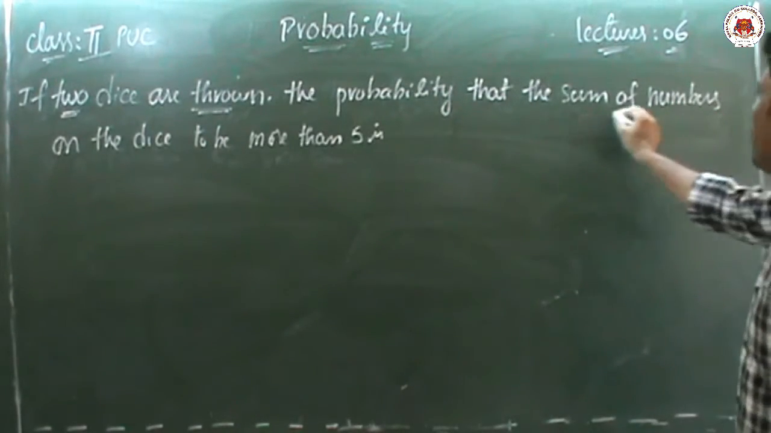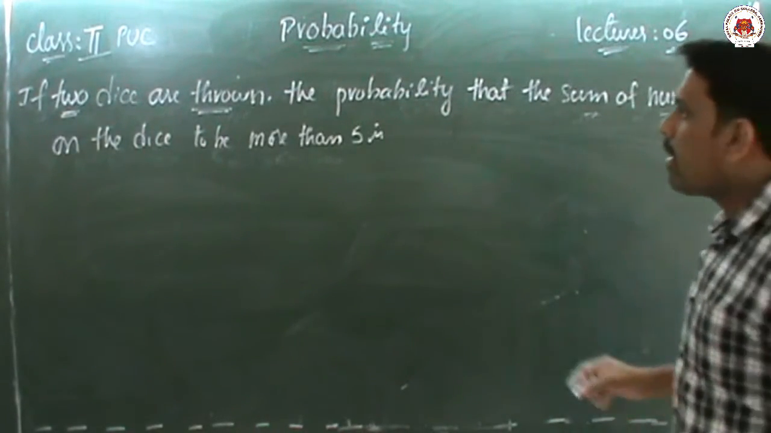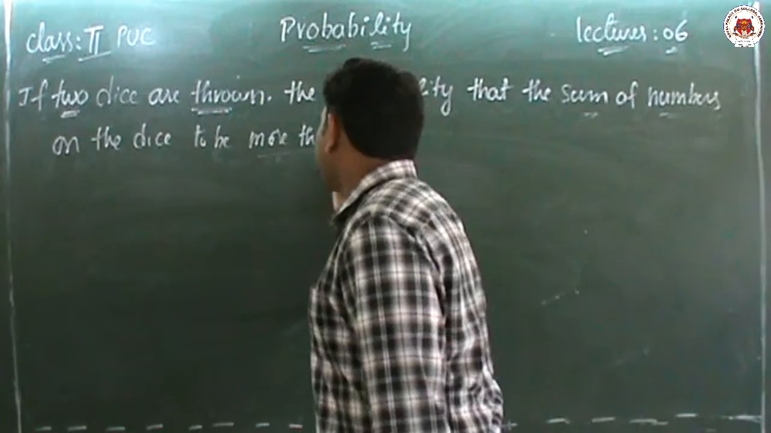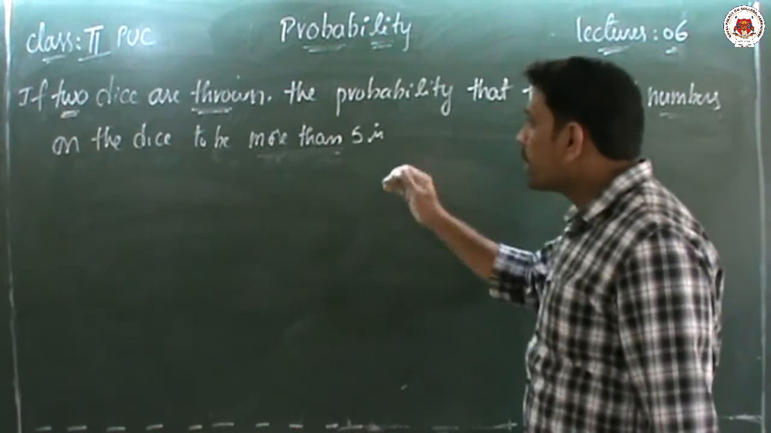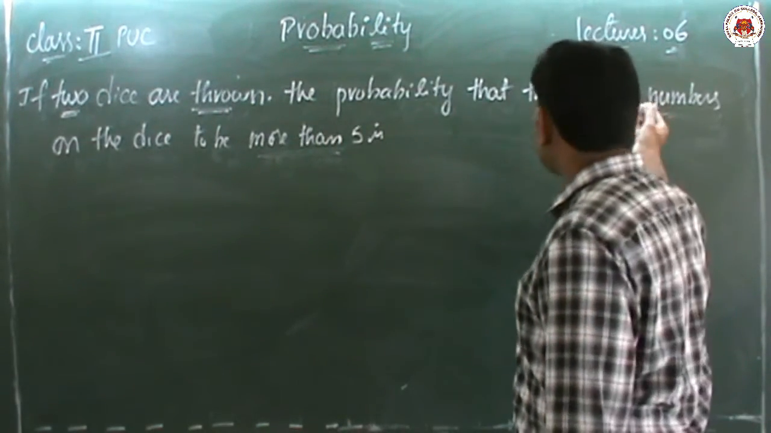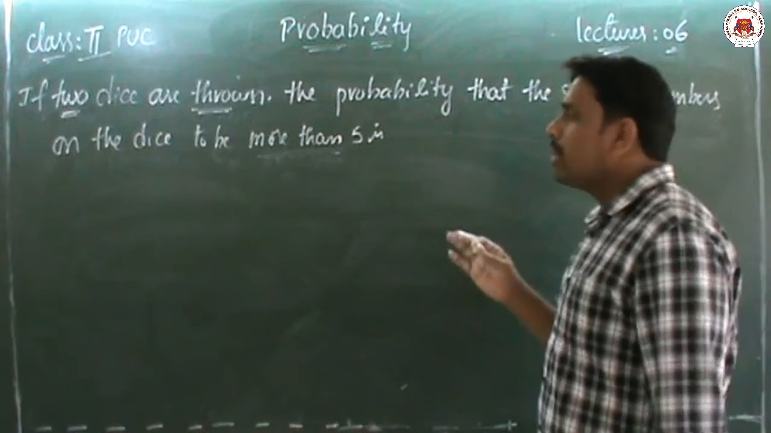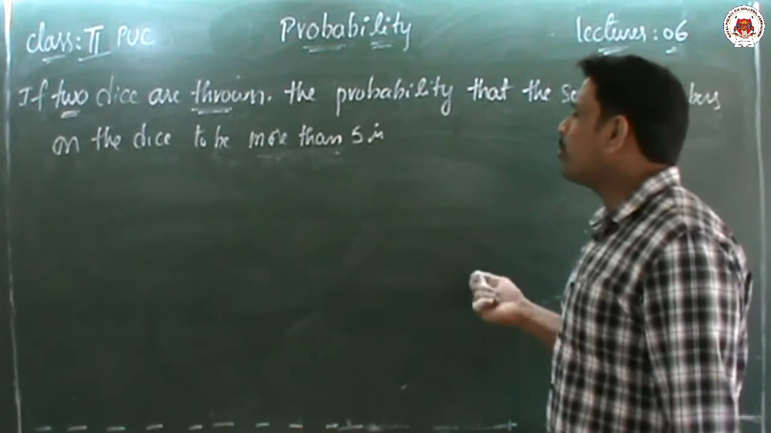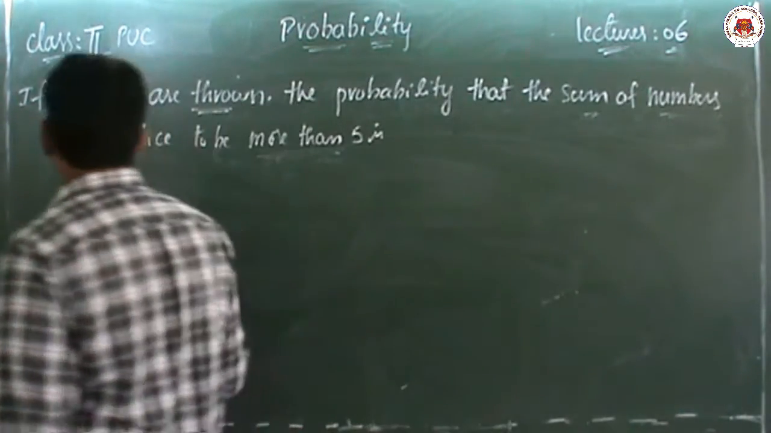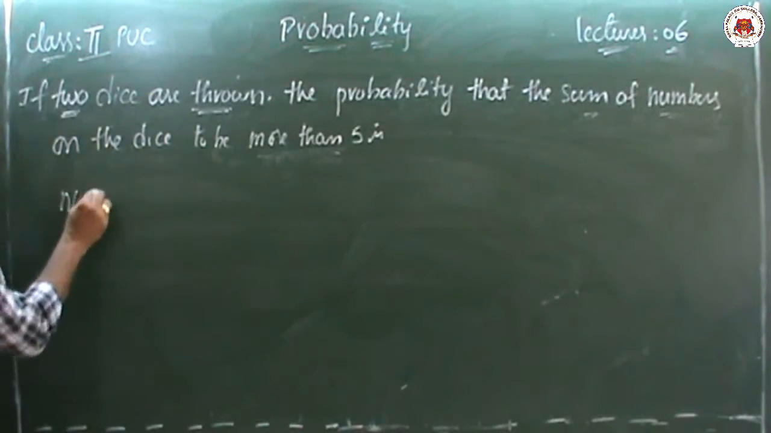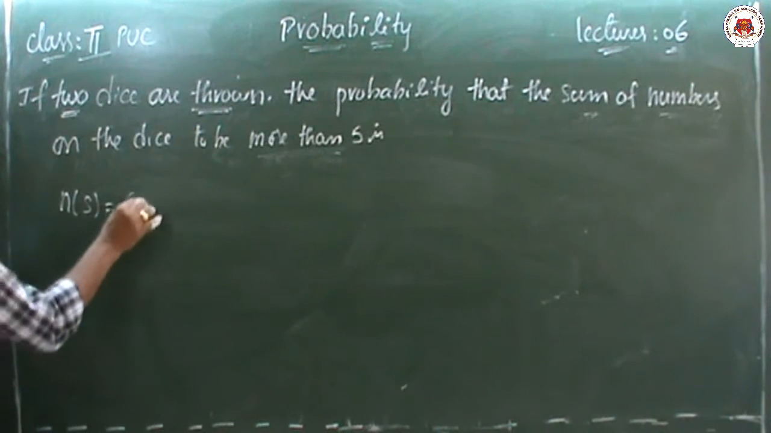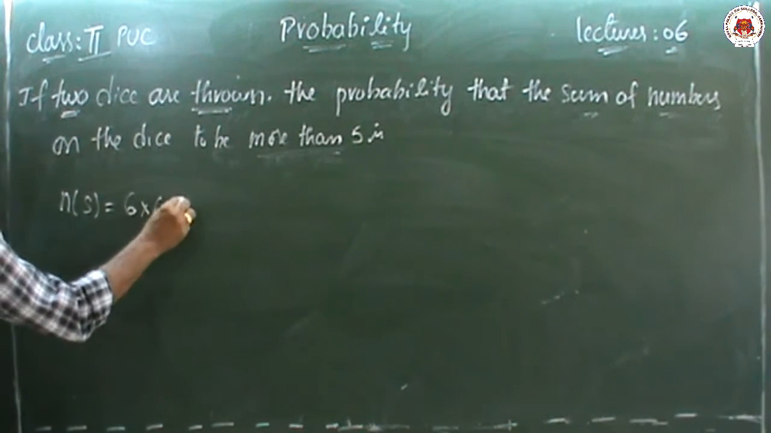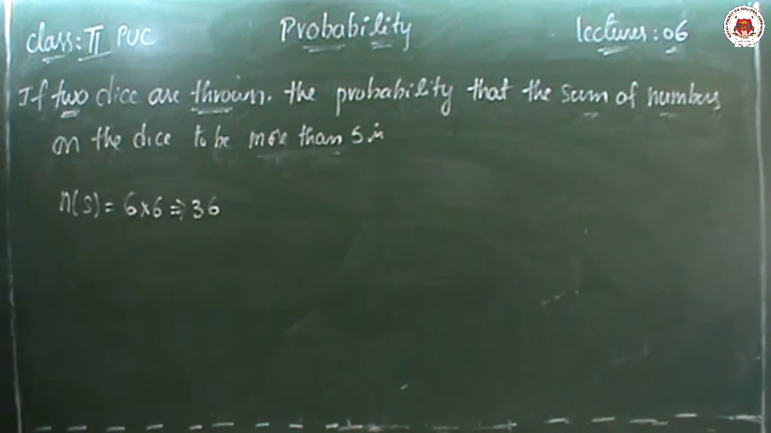We did the same model. Sum of numbers on the dice more than 5. In the previous question it was equal to 5. But in this question he is telling more than 5. So more than 5 means we will take the events. First of all we will have n of S. 2 dice, first die 6 sides, second die 6 sides, so 6 6s are 36. There are 2 dice, 36.